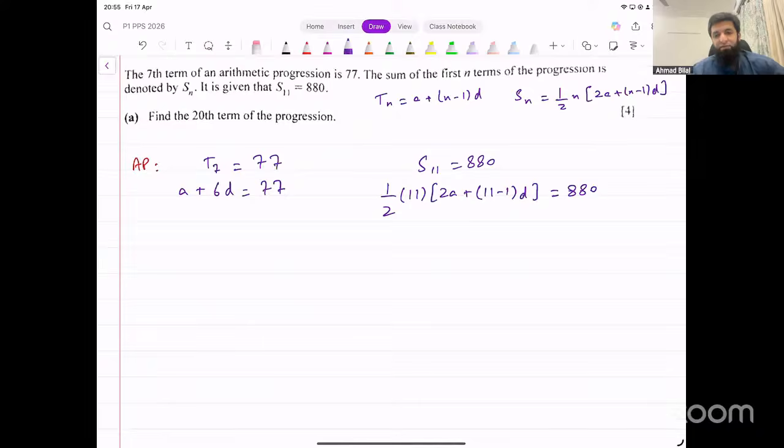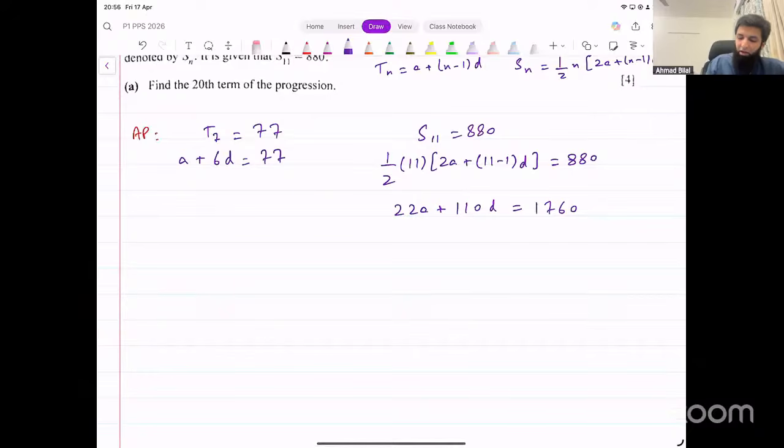Okay, now we've got two equations. We solve them simultaneously, and that's going to give us the values of a and d. Then we can just use the formula, and that will give us the result. Okay, let's do this. Let's multiply 2 on the other side. And that will give us 11 into 2a, which is 22 times a, plus 10 into 11, that will be 110 times d. On the other side, you have 880 times 2, which will be 1760, right? Okay, this is another equation that we're getting.